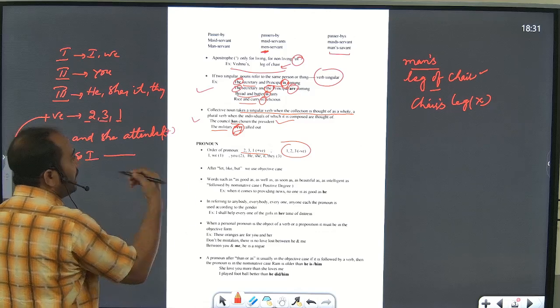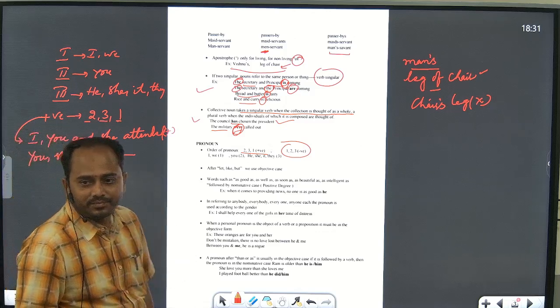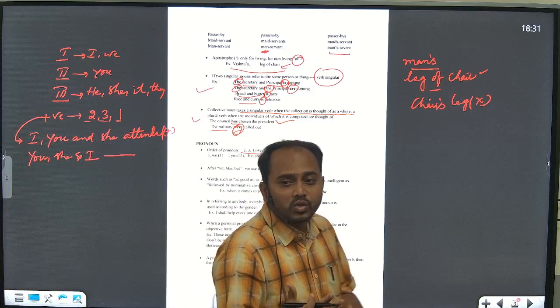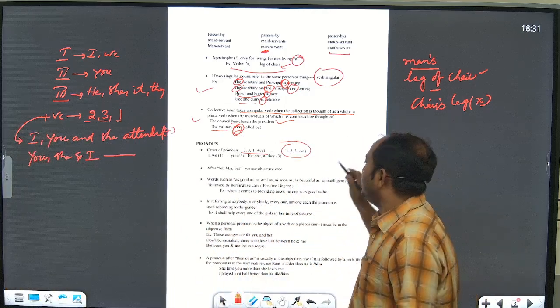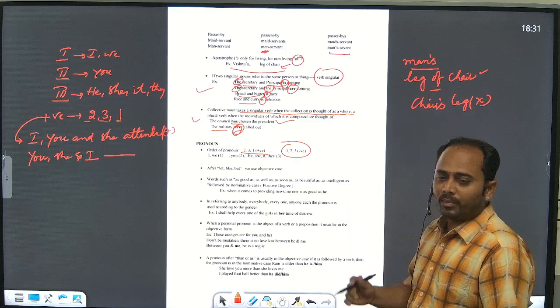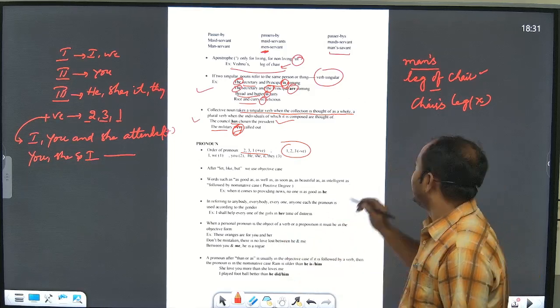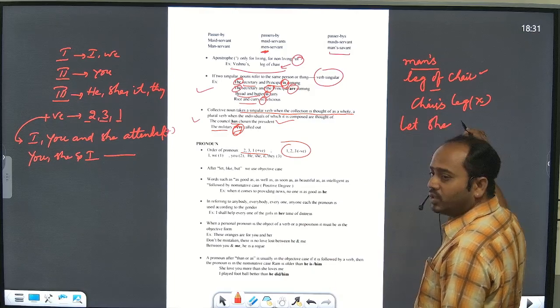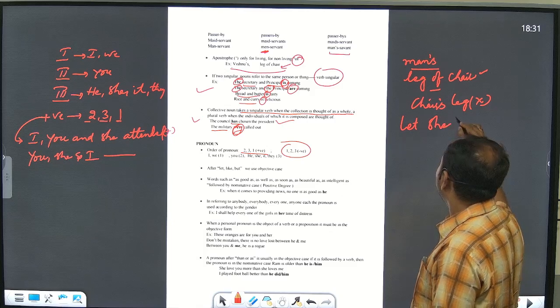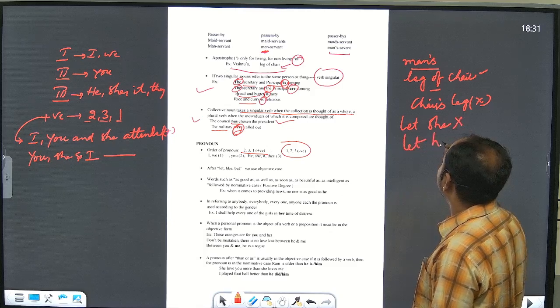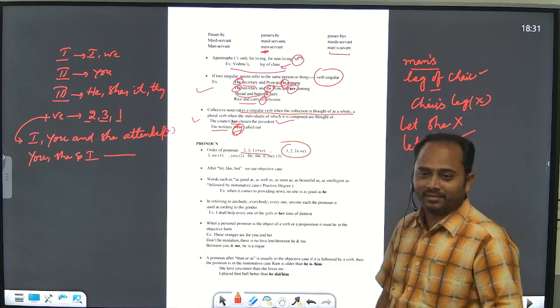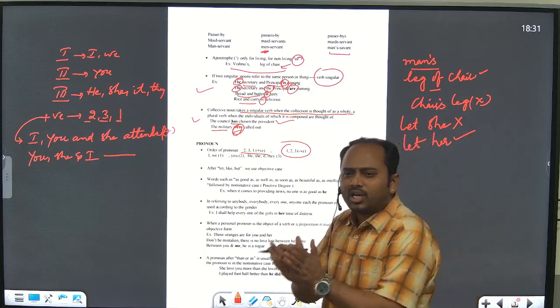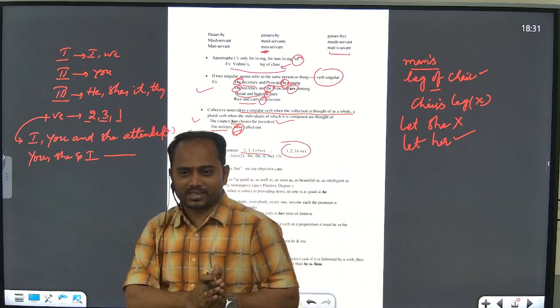And next, when you get a sentence with let, after that we should always use the objective case. Nominative means subjective, and then objective case. Suppose, let she attend the party, it is wrong. Let her join the meeting. Let her. That means we should always use the objective pronoun.